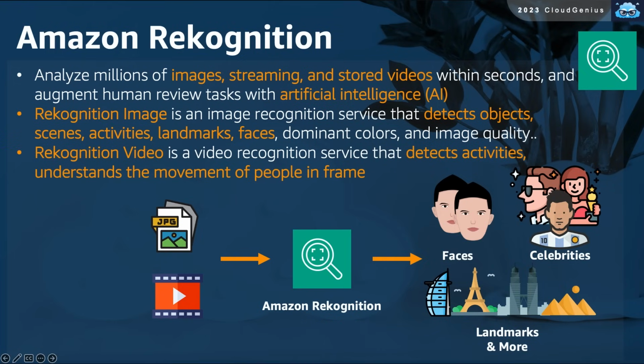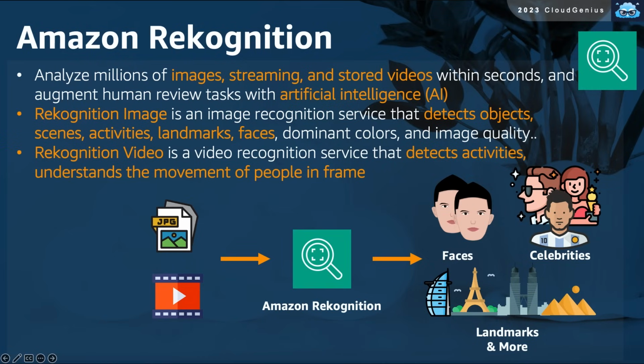The next set of services will be about some AWS machine learning services. Let's start with Amazon Rekognition. Rekognition is a powerful machine learning service that provides advanced image and video analysis capabilities. It allows you to easily add image and video analysis to your applications without requiring deep learning expertise.